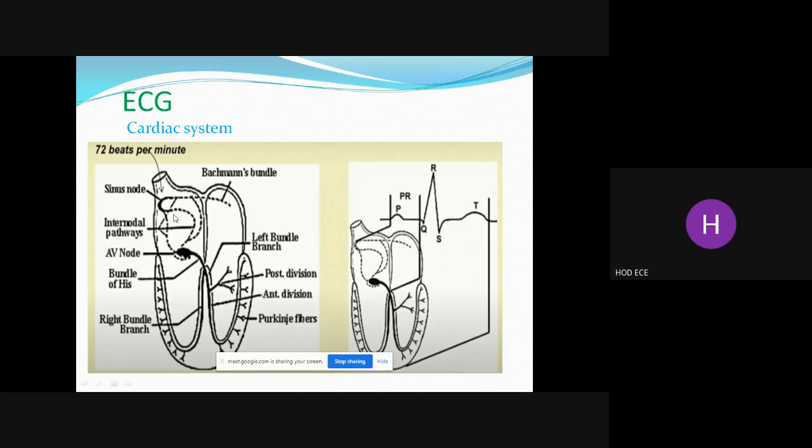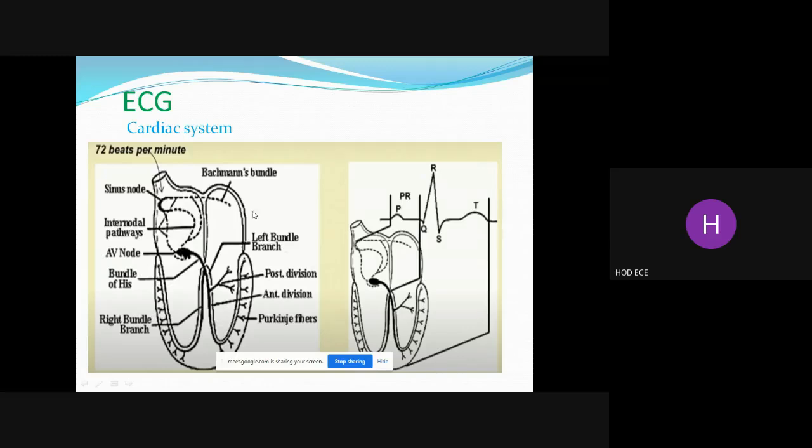The right is going to collect the blood from the veins, that is, from the body, and the left is going to collect the blood from the lungs. The right is rich in carbon dioxide. The left portion is going to collect the blood from the lungs, which is oxygenated.